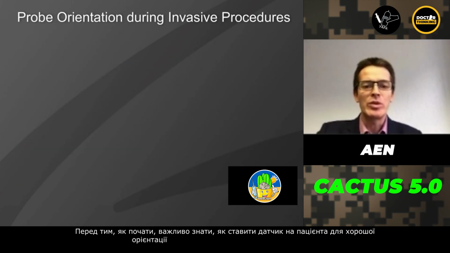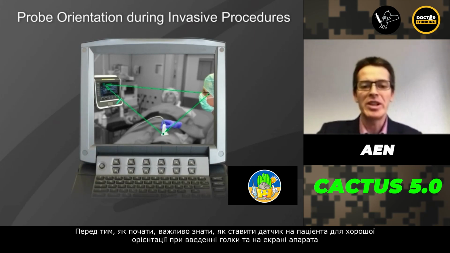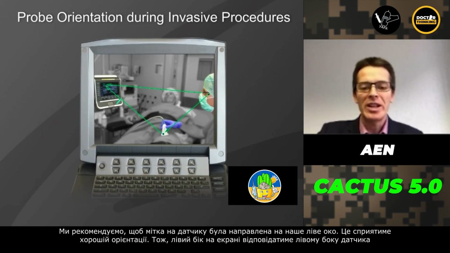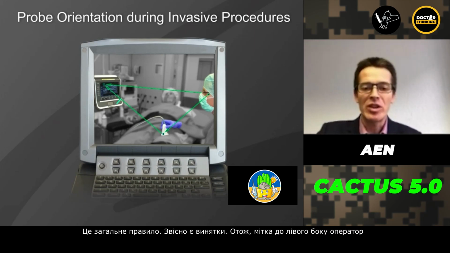What else is important before we start? We need to know how to orientate the marker and the probe, so how to put the probe on the patient to have a good orientation with a needle in the patient and on the ultrasound screen. As a basic rule, we recommend to orientate the probe marker to our own left eye. This results in a good orientation so that the left side on the screen is in fact also the left side of the probe on the patient. This is a general rule. Of course, in some procedures we have exceptions from this. Okay, so marker to the left eye of the examiner.